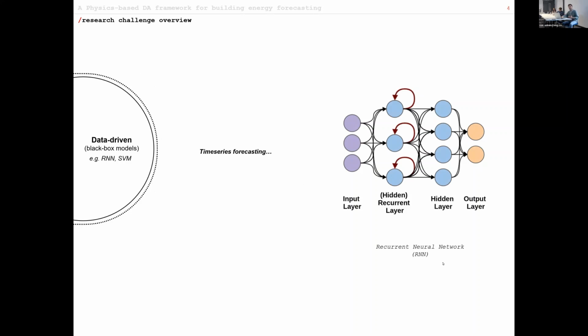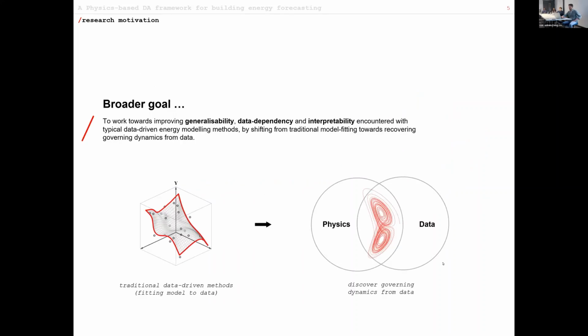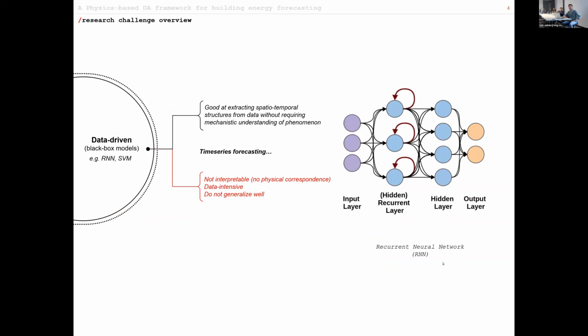They're popular because they're easy to implement. If you have enough data, you've got it. They're good at extracting spatial and temporal structures from data without requiring mechanistic understanding of the phenomena. But the issue is that they tend to not be interpretable, which means they don't hold any physical correspondence with the laws and principles of physics that govern the observable behavior in buildings.